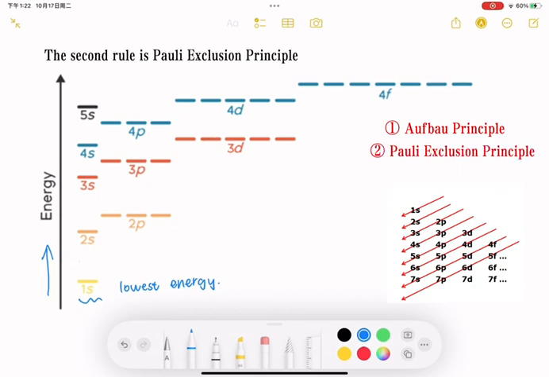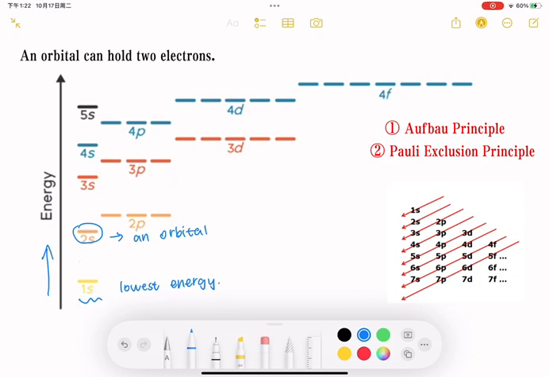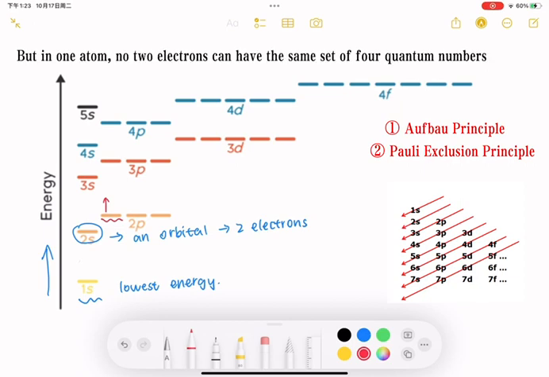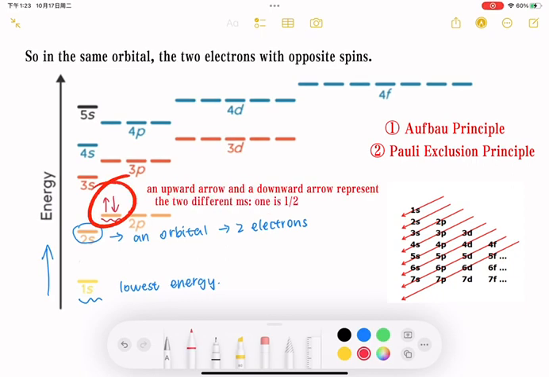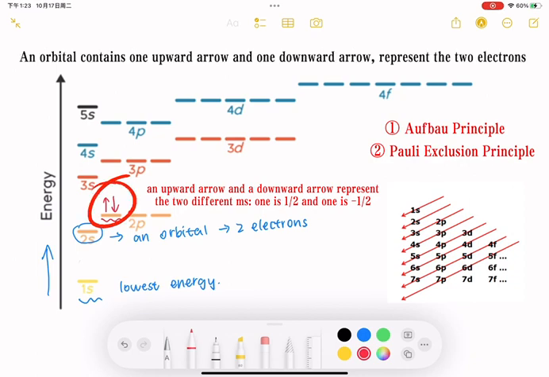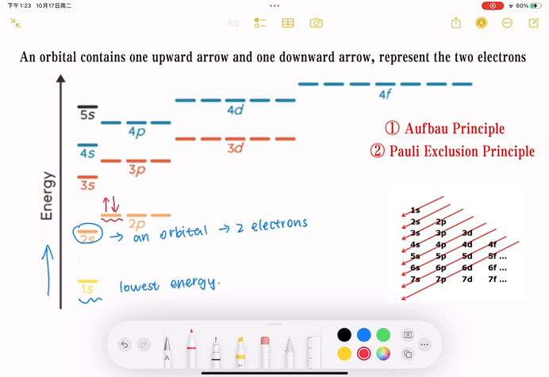The second rule is the Pauli exclusion principle. This is an orbital. An orbital can hold 2 electrons. We can use an arrow to represent an electron. But in one atom, no 2 electrons can have the same set of 4 quantum numbers. In the same orbital, the electrons have the same n, l and m. So in the same orbital, the 2 electrons have opposite spins. An orbital contains 1 upward arrow and 1 downward arrow, representing the 2 electrons.